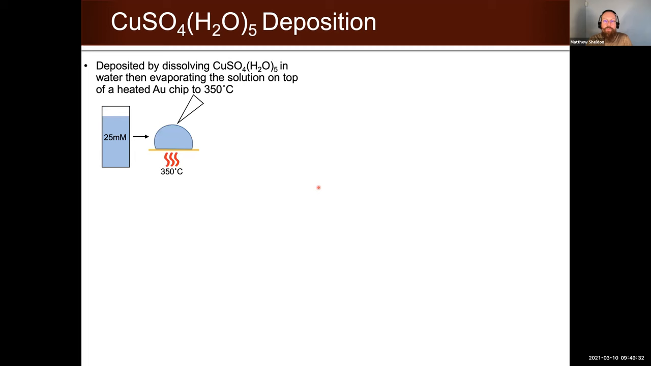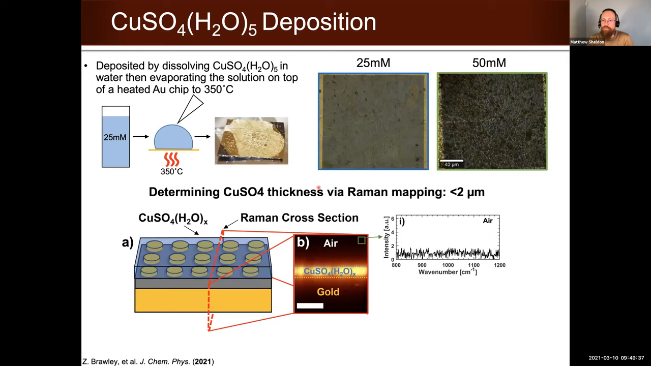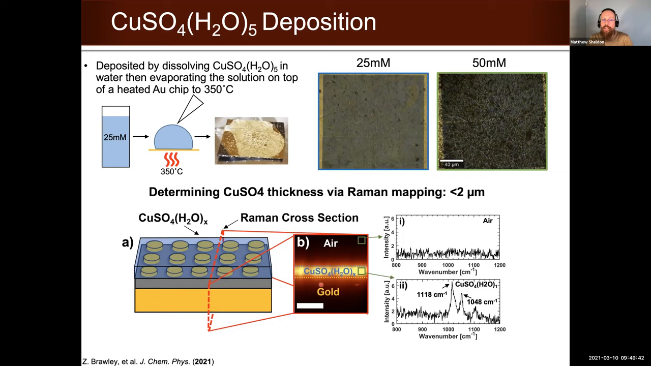So anyway, just to make one point, we can put our copper sulfate down on these surfaces. We can control their thickness. And using confocal Raman microscopy, we can actually map out their distribution in space on the surface as well, both over our arrays and over control regions. And so we do have some good information about how and what the molecules look like on these surfaces when we've deposited them.